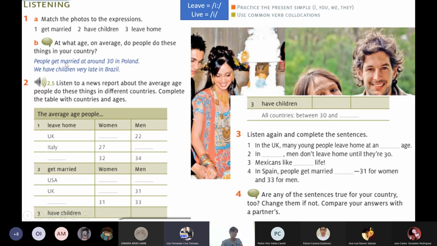People get married at around 35. Okay. Thank you, Fernando. So you said, I think, 35 or 25? 25. Okay, 25. Yeah, you agree? What about the others? Do you agree? ¿Qué piensan los demás? ¿Están de acuerdo? People here in Bolivia get married at around 25. Any other example?